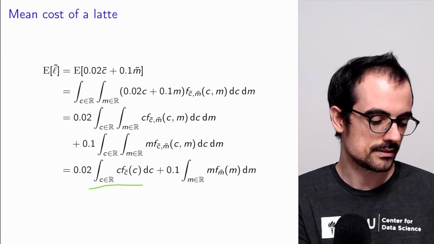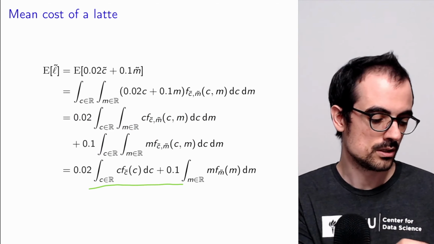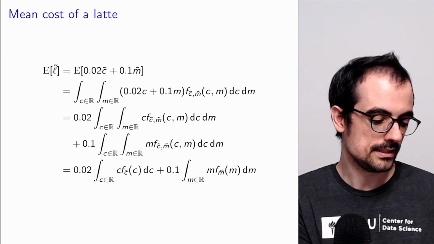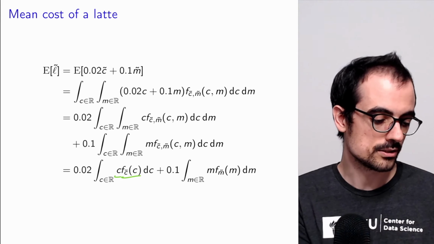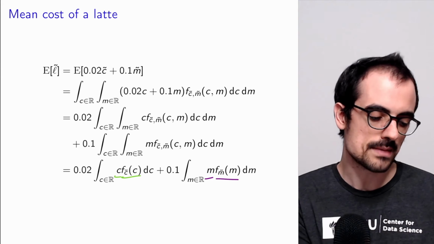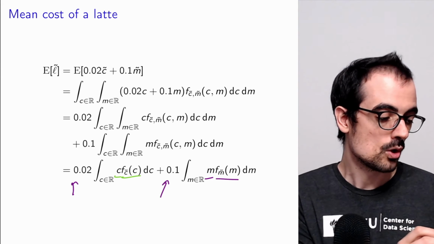So we obtain this formula where we have the marginal of C integrated against C and the marginal of M integrated against M, and we're multiplying by these constants here. What is this?